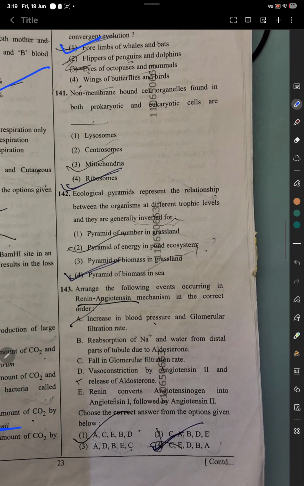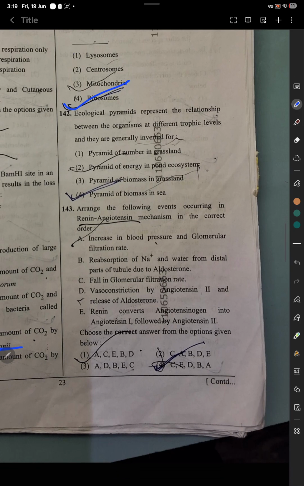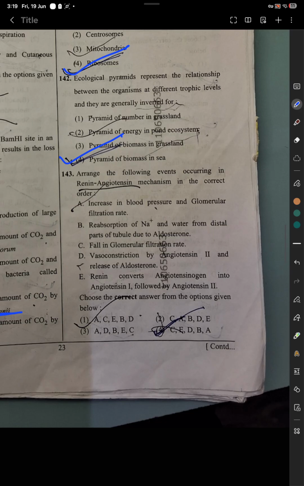Question number 141. Non-membrane bound cell organelles found in both prokaryotic and eukaryotic cells are... Option number 4, ribosomes. 142. Ecological pyramids represent the relationship between the organisms at different trophic levels, and they are generally inverted for pyramid of biomass in... Option number 4 is correct.